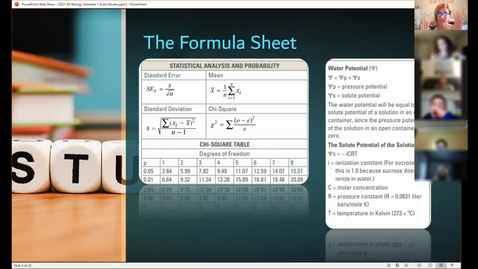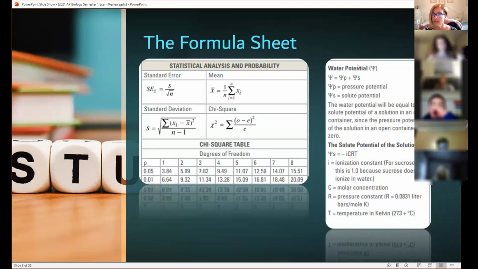Notice their table is sideways compared to what you're used to. You're used to degrees of freedom being over here, kind of on the Y, and the p-values across the top. So notice it looks different than you're used to. So 0.05 and your degrees of freedom, 2, 3, 4, that would be the number. Remember, you want your chi-square to be less than that in order for it to be acceptable, right? If it's higher than that, we fail to accept our hypothesis.